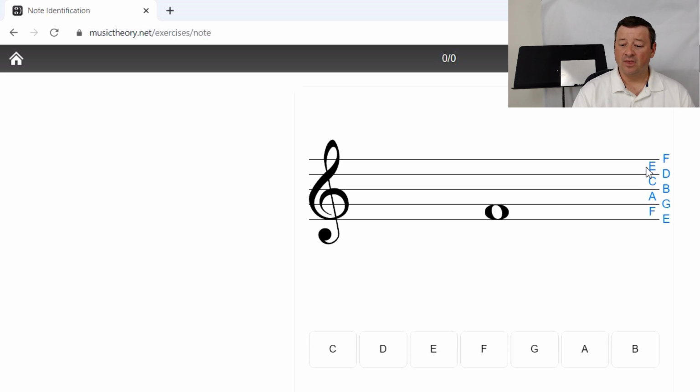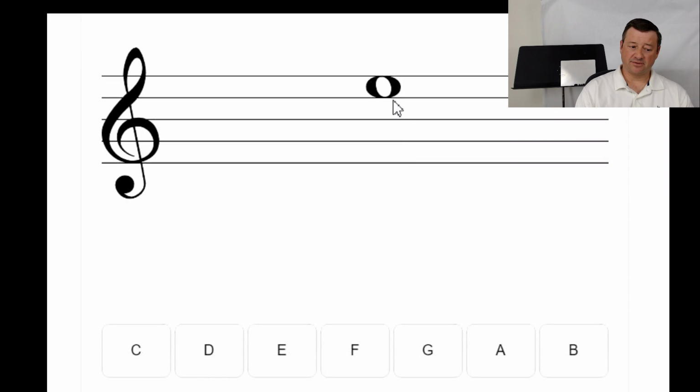This note right here is on the space. So we're going to click F. Let's see what's next. What note is that? It's on the line. So we know it's D. There's a space note. So we know that's A. Now what if we take the helpers away? What's that note?